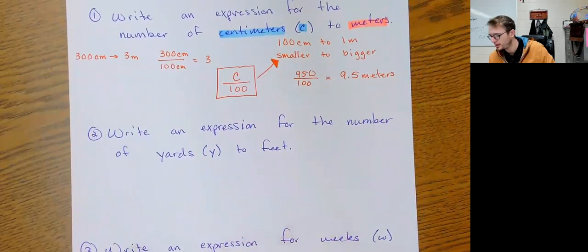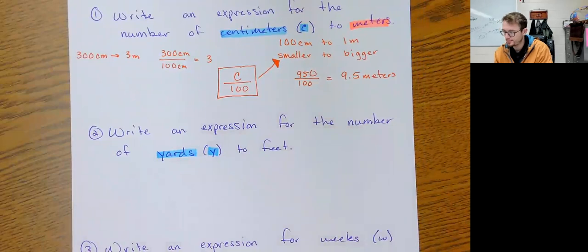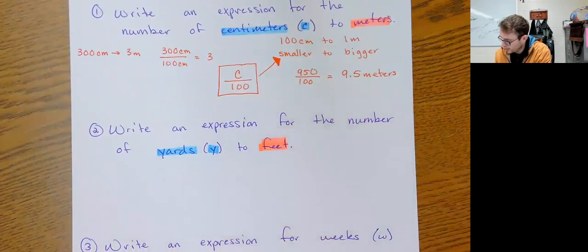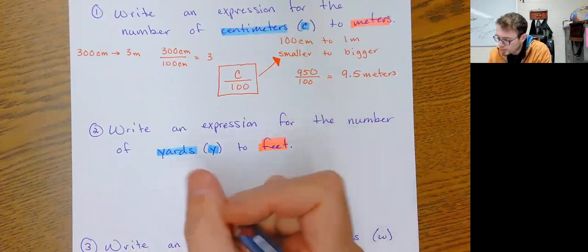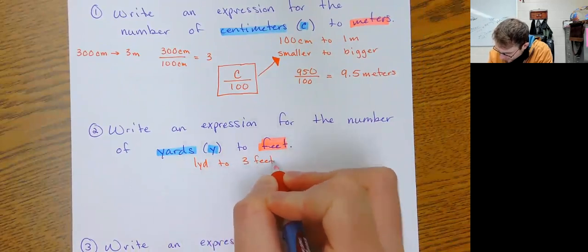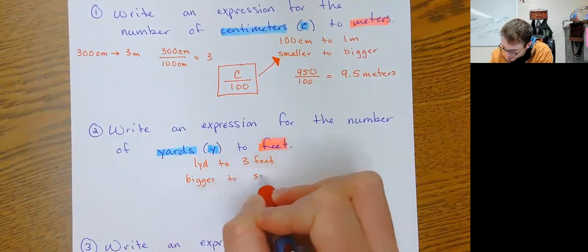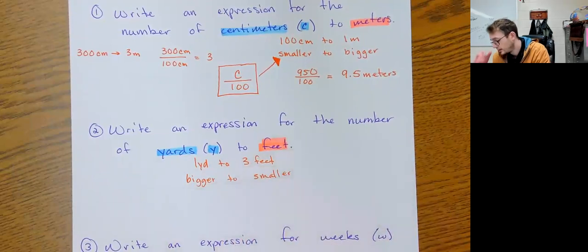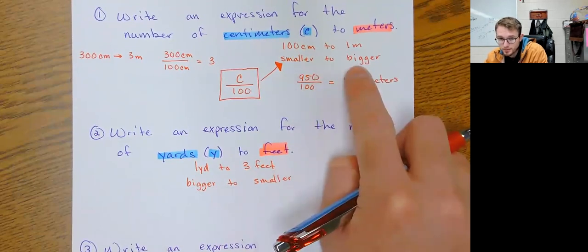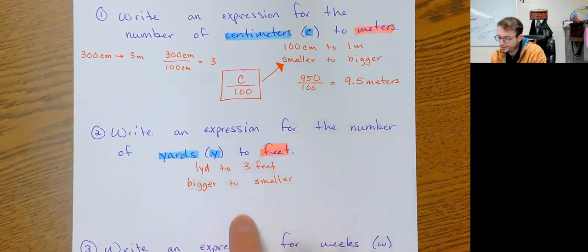Write an expression for the number of yards, y, to feet. Okay, well, let's think of a ratio here. There is 1 yard to 3 feet. So this is going to be bigger to smaller. That's the opposite of what we just did. So if we just did smaller to bigger, and that was division, but now we're doing the opposite of bigger to smaller, what's opposite of division? Multiplication. So this one would probably be a multiplication problem.